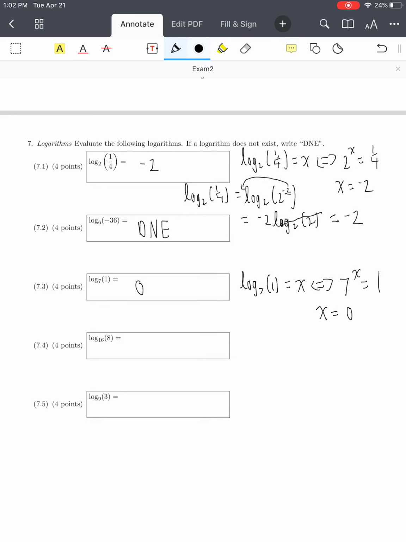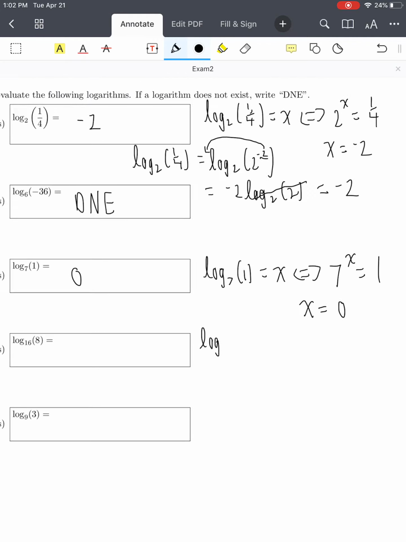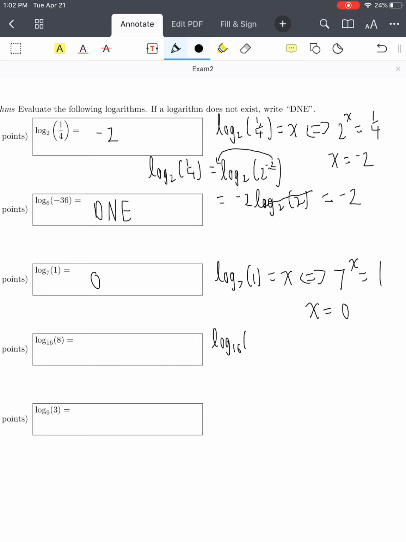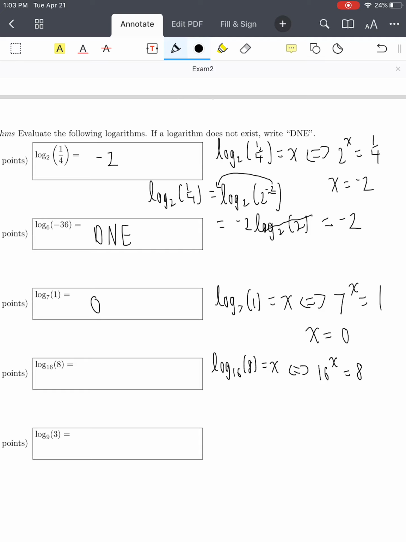Then for part 4, I'm going to do it the same way. Log base 16 of 8 equals x. That gives me 16 to the x equals 8. Now I want both sides to be a number of the same base. So 16 is, let's see, 2, 4, 8, 16. 16 is 2 to the 4th. So that's the same thing as saying 2 to the 4th to the x equals 2 to the 3rd.